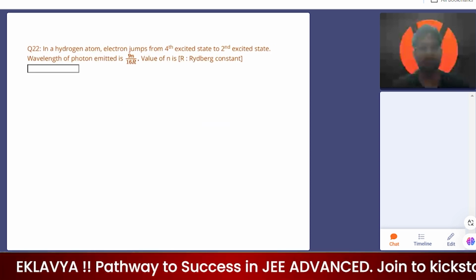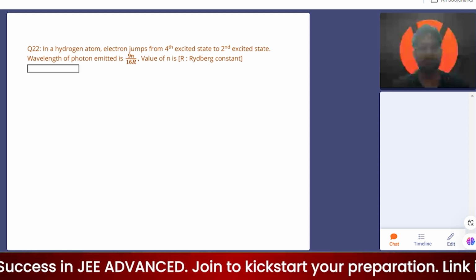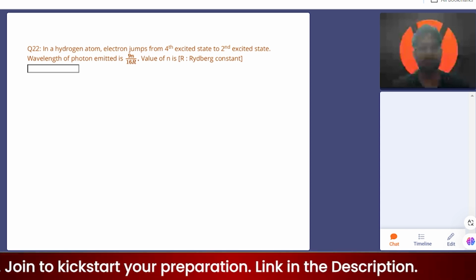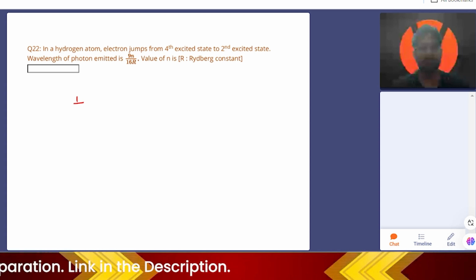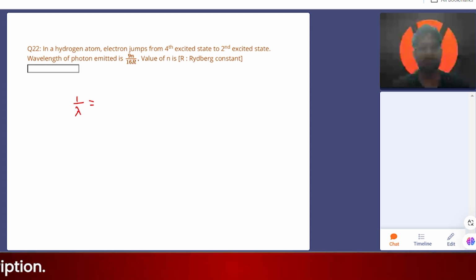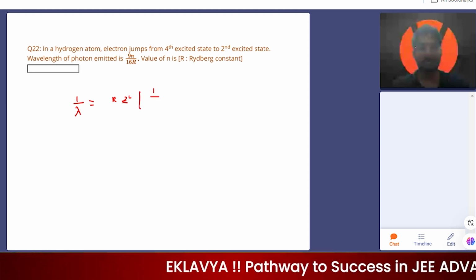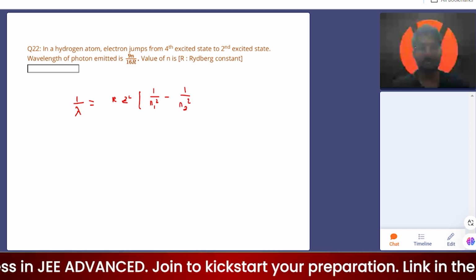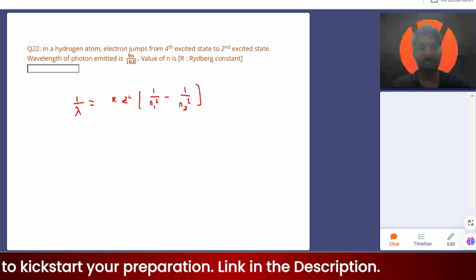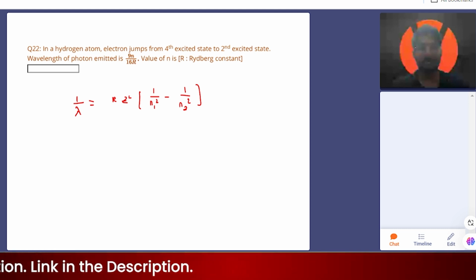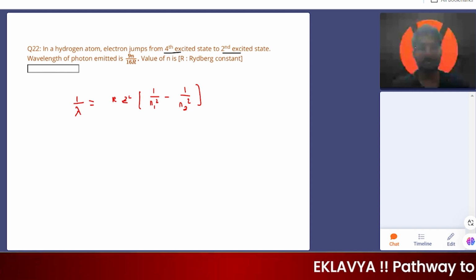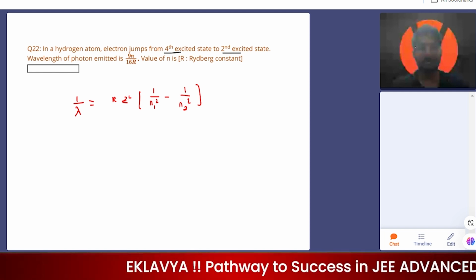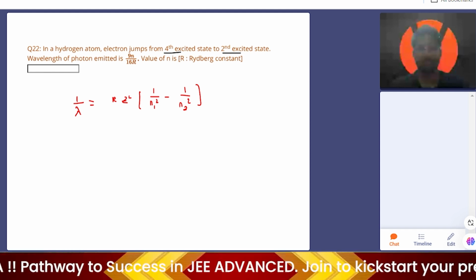In a hydrogen atom, electron jumps from fourth excited state to second excited state. Wavelength of the photon is given, value of n is. Well, in the de-excitation and excitation state, the wavelength is given as 1 by lambda is equal to R Z square into 1 by n1 square minus 1 by n2 square. Right? So now everything is clear, but let's look at this question again. Fourth excited state, second excited state. Don't make a mistake of taking n value as 2 and 4. This is state, that means ground state will be 0.